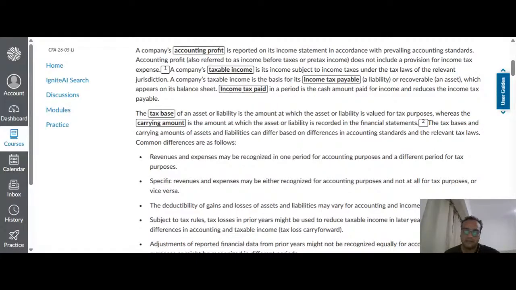Revenue and expenses may be recognized in one period for accounting purposes and in a different period for tax purposes. Let's say there is a pre-incorporation expense. It will be expensed in the books, but for tax purposes, it may be spread over the initial 5 years or 10 years. Specific revenue and expenses may either be recognized for accounting purposes and not at all for tax purposes, or vice versa.